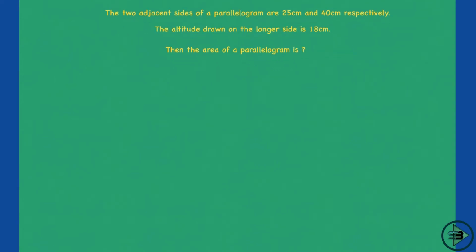The adjacent sides of a parallelogram are 25 and 40, and the altitude drawn on the longer side is 18. This is very simple. This is just applying the formula of base into the height. So if I draw a parallelogram like this, the adjacent sides of the parallelogram are this: 25 and this is 40. Altitude drawn on the longer side is 18. So this is the longer side. This is the altitude drawn on this, and this is equal to 18. Altitude is nothing but the height.